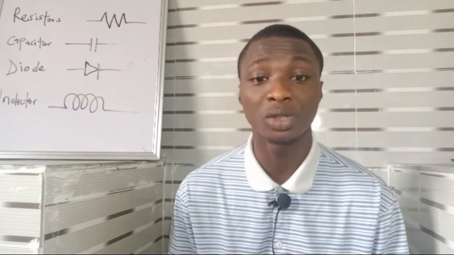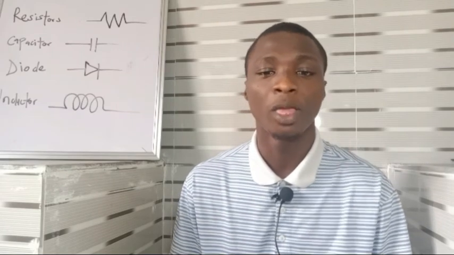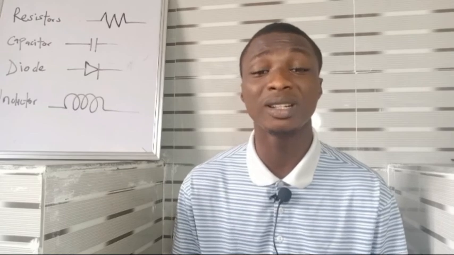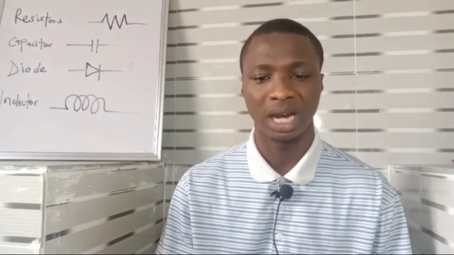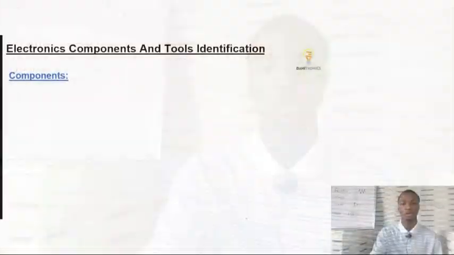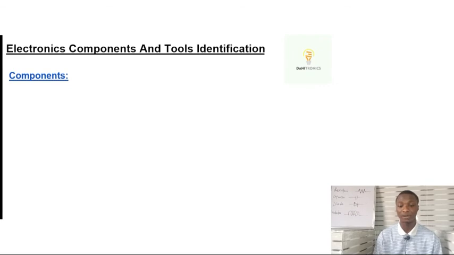We'll be introducing component identification and their symbols, because very soon we'll be working with electronics circuits, and in the circuit what you'll be seeing are the electronic symbols. And so when you see a symbol, you know, okay, this is the component we are talking about. And that is what we'll be doing today: electronic component and tools identification.